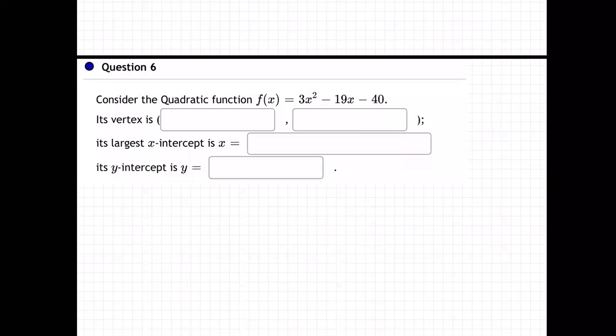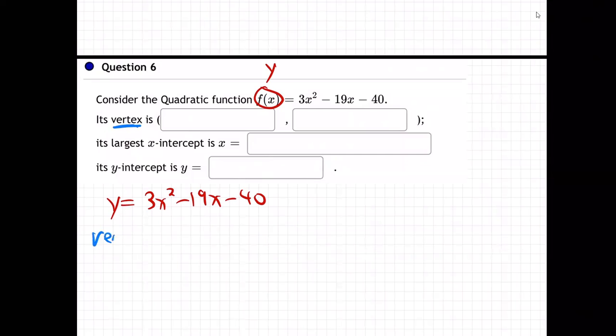Okay, so on this one, this is f of x, which is the same as y. So I'll write it down here. Y equals 3x squared minus 19x minus 40. And first off, they're asking for the vertex.